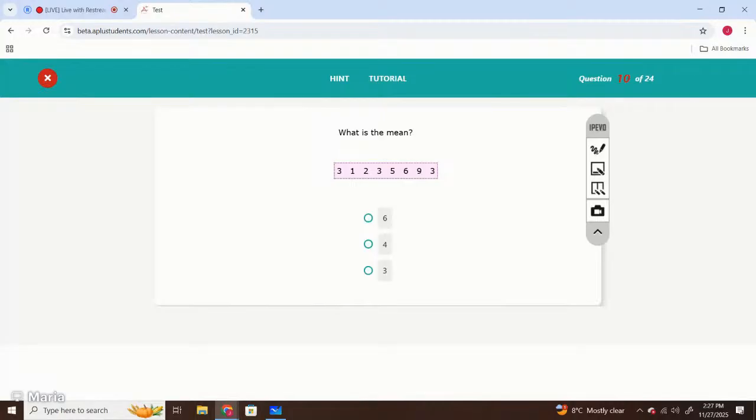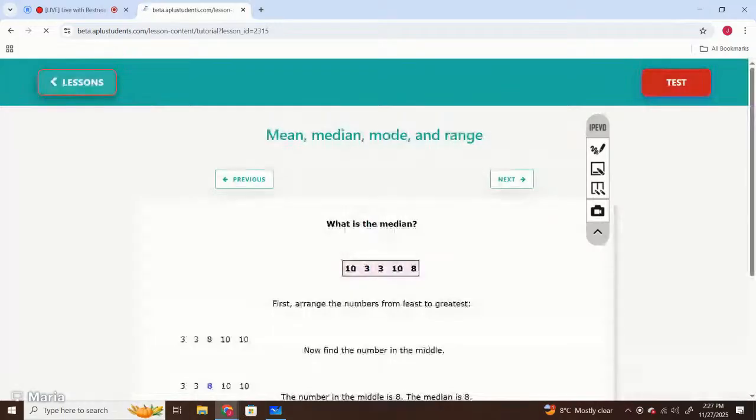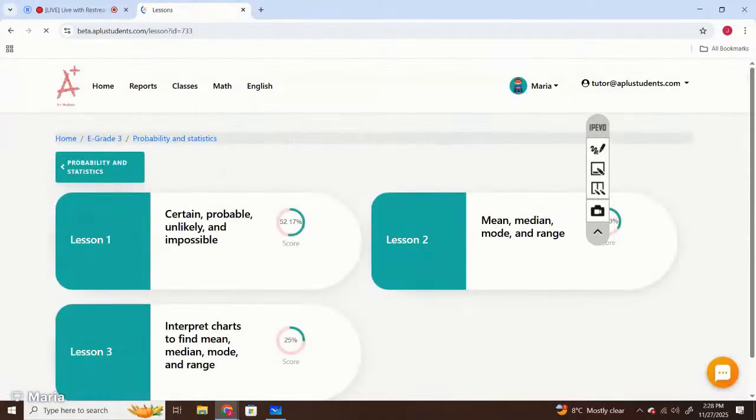Okay, you can complete the lesson by yourself later today. Let me just move on to the next lesson. The next lesson is interpret charts to find mean, median, mode, and range.